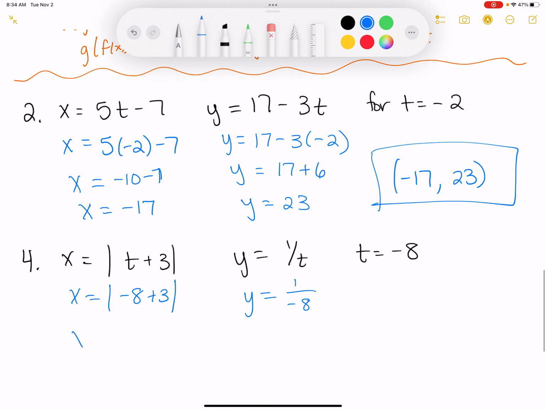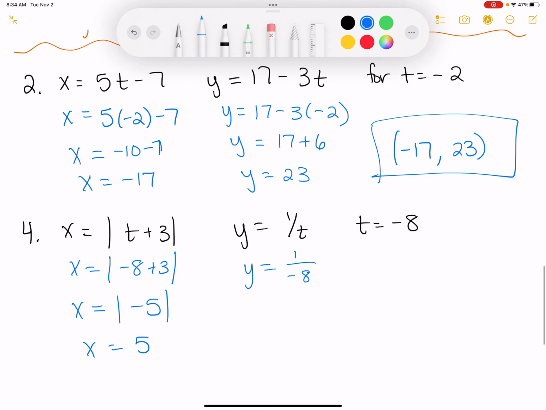So what is x equal to? The absolute value? Technically 11. No, it's 5. The absolute value of negative 5, which means 5. Okay, and then y. It doesn't matter if the negative goes on the top or the bottom or out front. So, ordered pair is 5, and then negative 1/8. Love it.